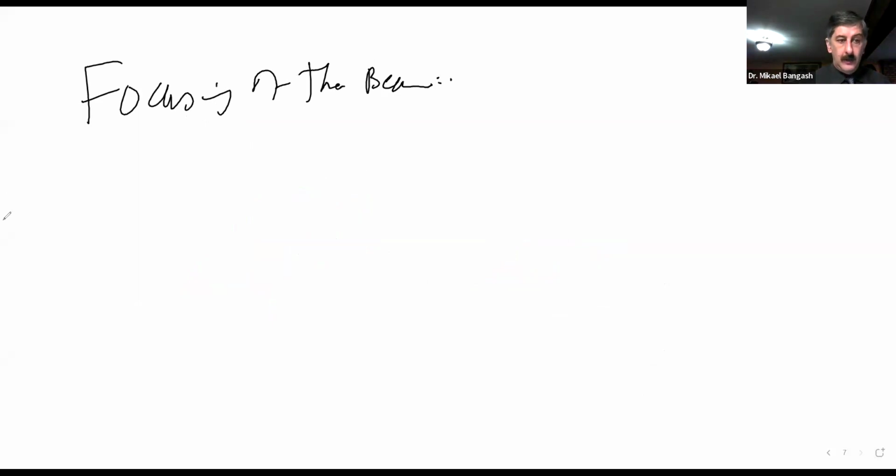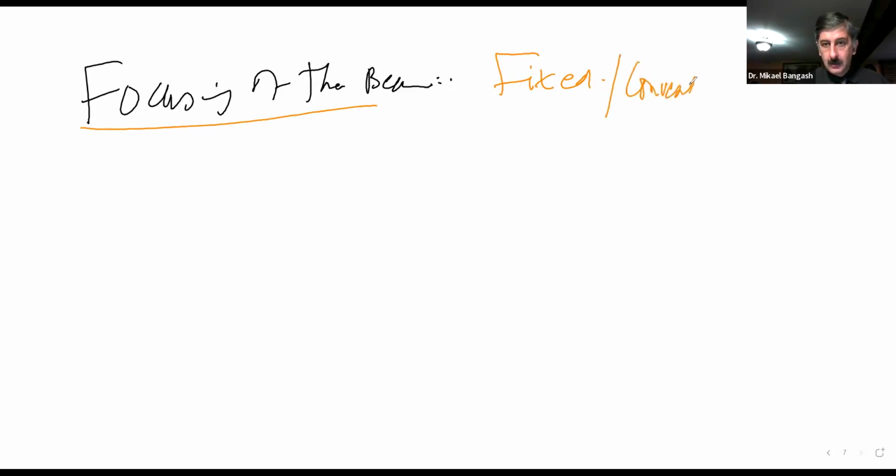Now, what we said earlier, that in this case, this focusing of the beam was fixed. We also called it conventional focusing. And mainly, because this happens in a mechanical transducer, we also call it mechanical focusing.